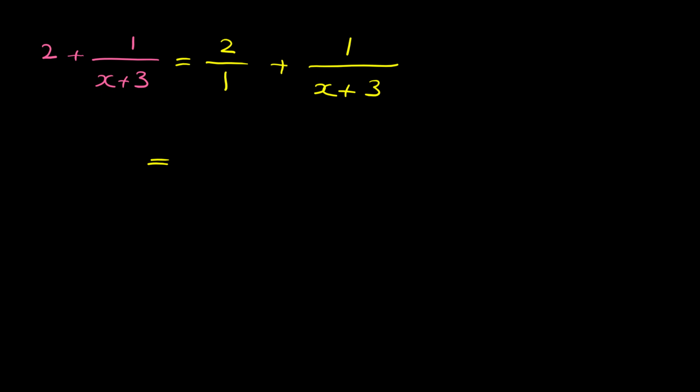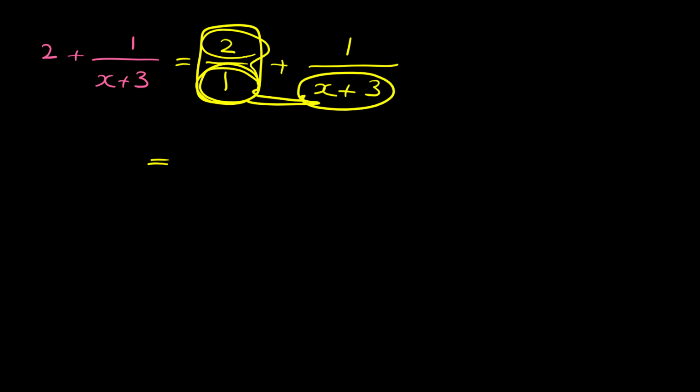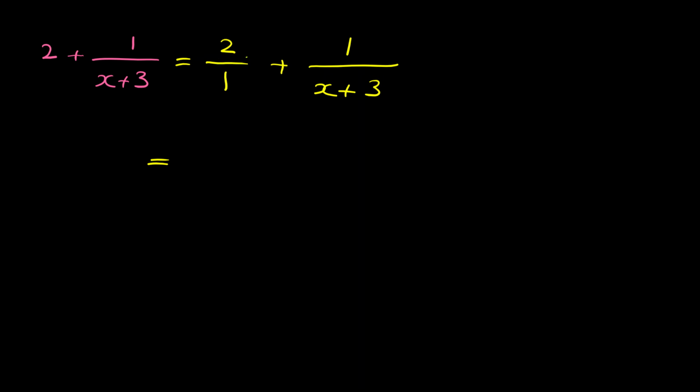And for that, we have to multiply the numerator and denominator of this fraction by x plus 3, because we want to have same denominator for both of the fractions. So we multiply the numerator and denominator by x plus 3. And in denominator, we have 1 times x plus 3. But because it's 1 times x plus 3, really you don't need to write this 1 here.